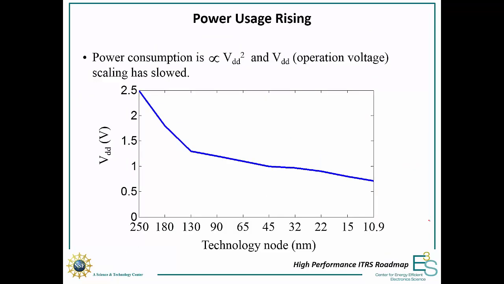In the past, it was very simple. We would scale our transistors down, the operating voltage would go down, and then the power consumption would go down. That's because the power is given by the capacitance times the voltage squared. But in recent technology nodes, this voltage scaling has started to slow down, and it's approaching a fundamental limit. So we need to do something different if we want to get lower power.